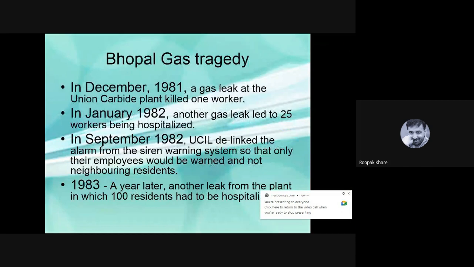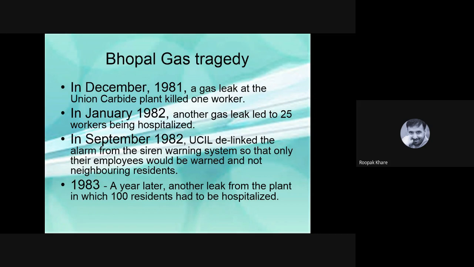In December 1981, 3 years before the actual tragic incident took place, a gas leak happened at the Union Carbide plant and killed one worker. In January 1982, another gas leak happened. 25 workers were hospitalized then. In September 1982, 2 years before the mishap, UCIL, the company, de-linked the alarm from the siren. So there was an alarm. Every time the gas would leak, the alarm would play.